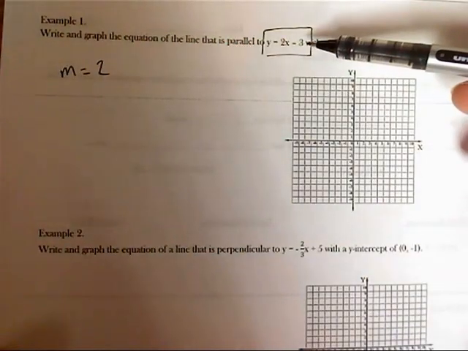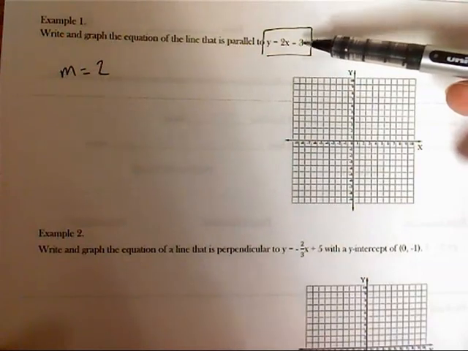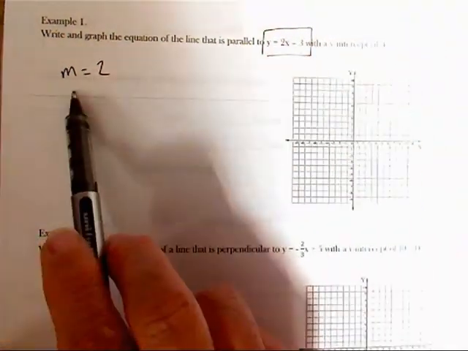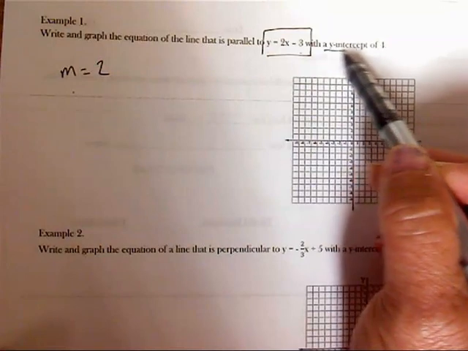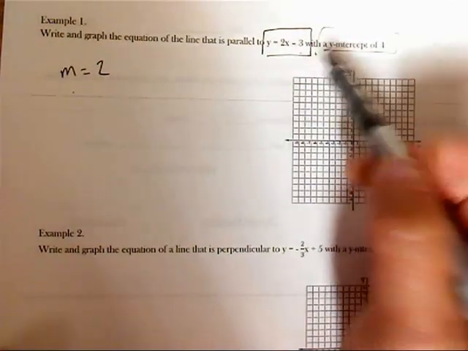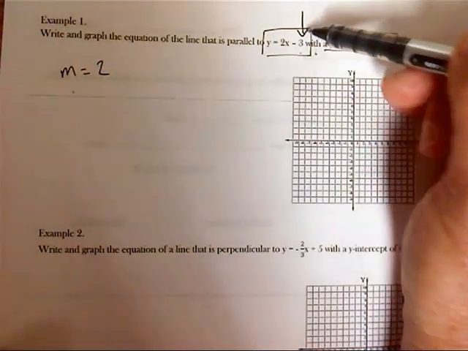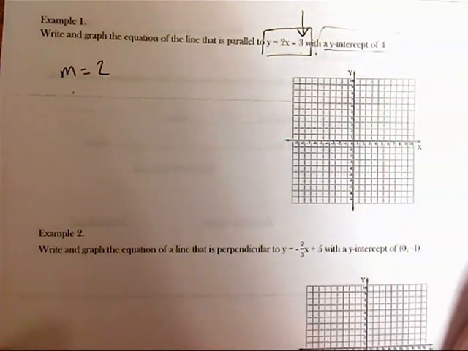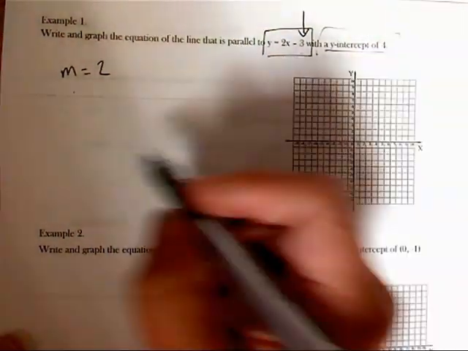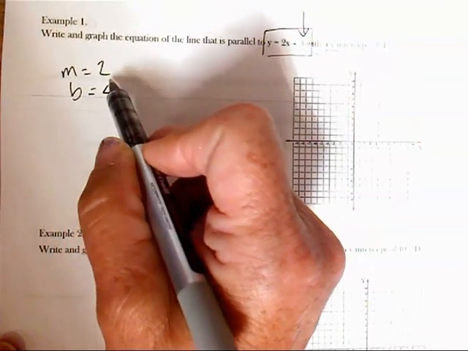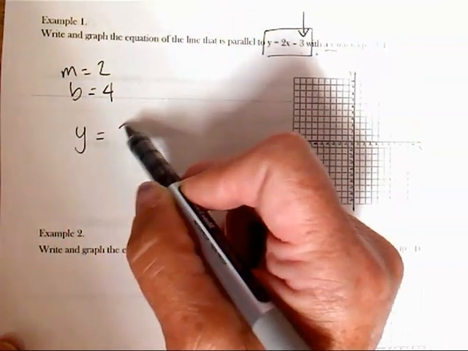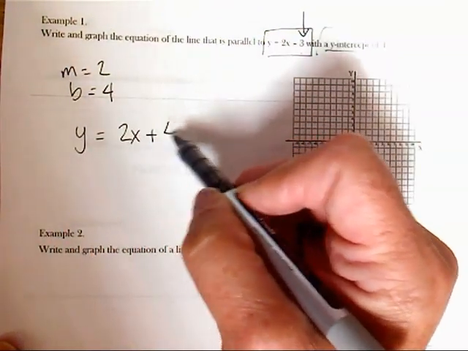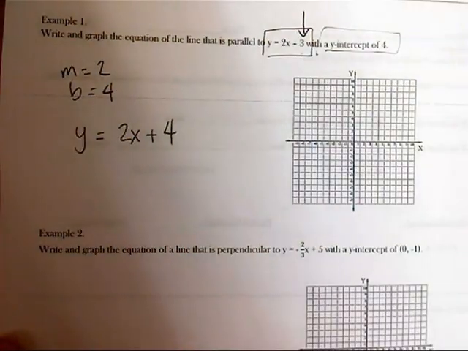This minus 3 has nothing to do with my line. It's just the line that my line's parallel to. My line has a y-intercept of 4. That's where the 4 goes. That's the y-intercept. That's the b value. So if your y-intercept is 4, then here's your equation. Y equals 2x plus 4. Okay, so there's my equation.